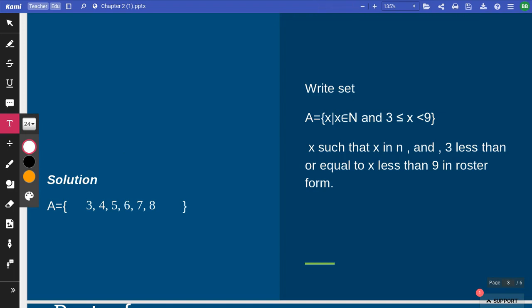And with this notation, the roster notation form, you want to make sure you use the squiggly brackets and you do not use the word "and", but you use commas to separate.